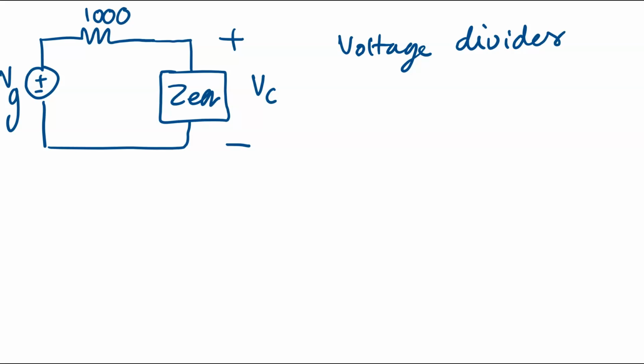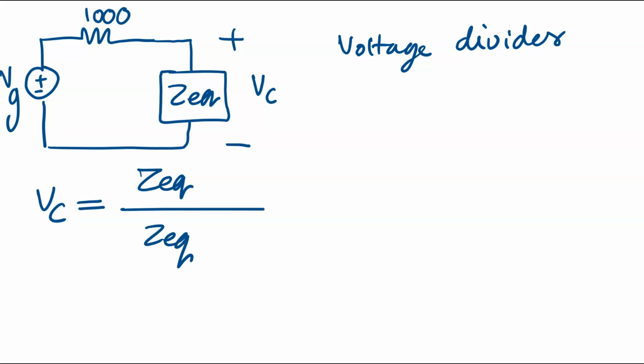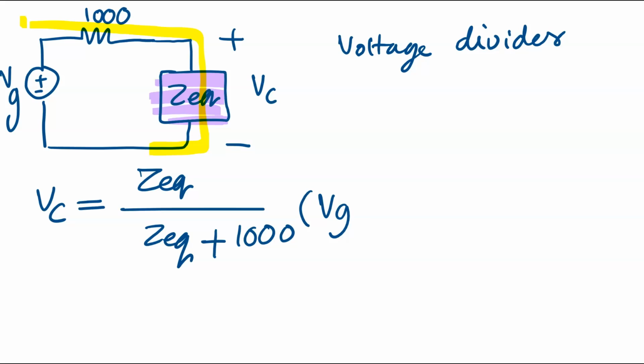So it tells me that VC is equal to Z equivalent over Z equivalent plus 1000. So the impedance of this component over the whole impedance, which is all here, so Z equivalent over Z equivalent plus 1000, multiplied by the total voltage, which is VG.